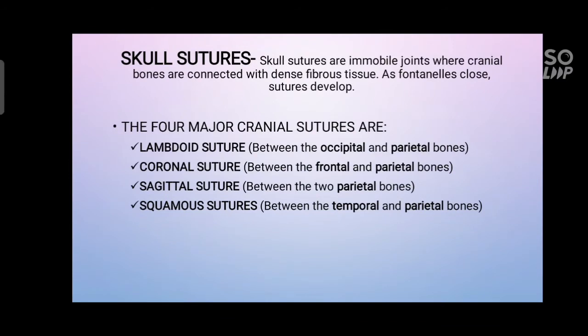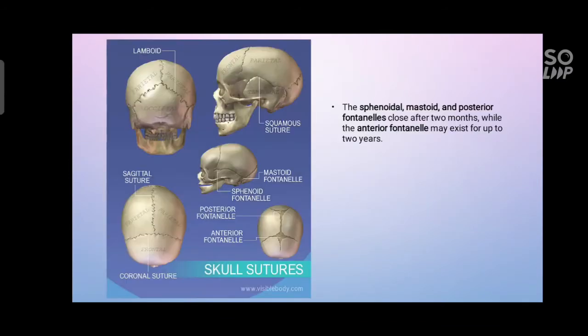There are 4 major cranial sutures that can be found in the skull. So we have the lambdoid suture, which lies between the parietal and the occipital bone, the squamous suture between the parietal and the temporal bone, the sagittal suture in between 2 parietal bones, and the coronal suture, which lies between the parietal and the frontal bone.